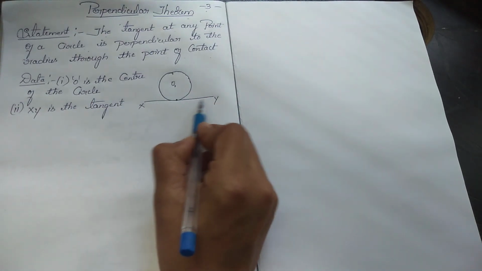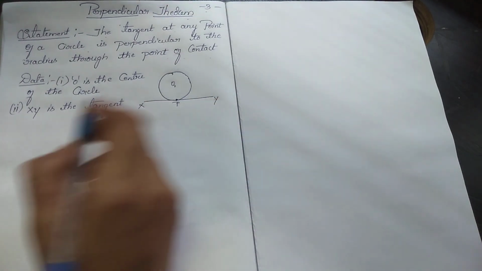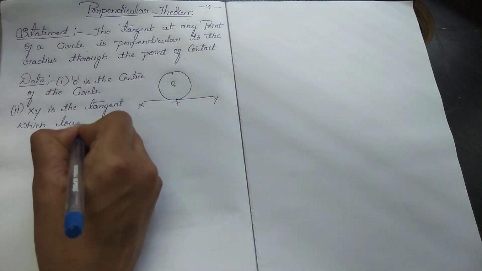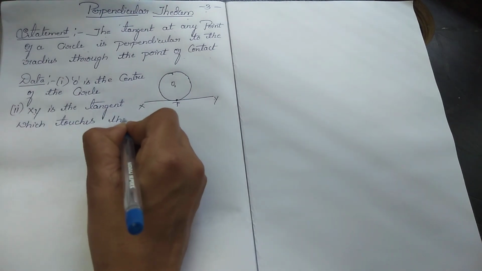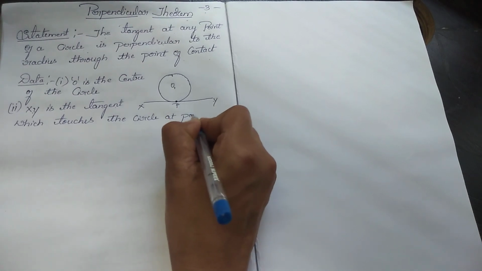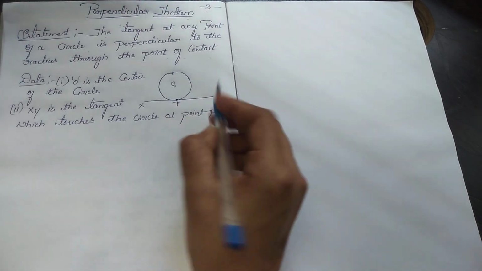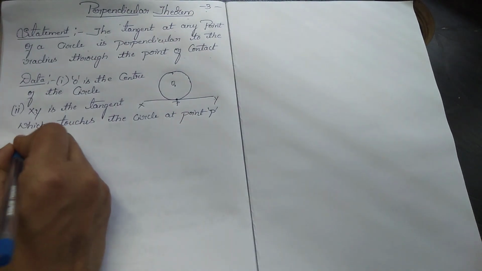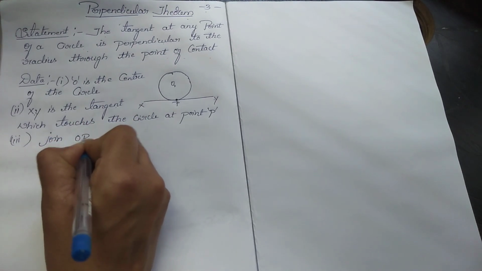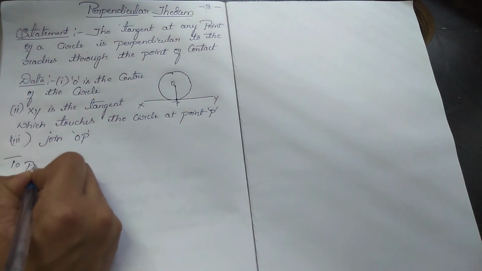We know that a tangent will meet a circle at only one point. So let it be P. So XY is a tangent which touches the circle at point P. Next, join OP.